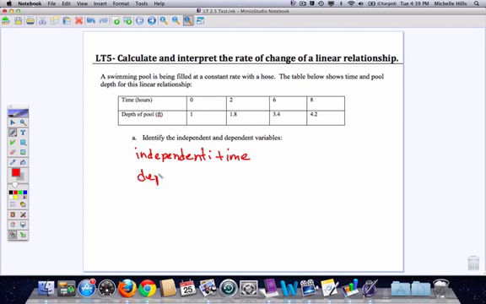And the dependent variable, whoops, it's hard to talk and write at the same time. The dependent variable is the depth of the pool. And obviously they're filling the pool, so it's the depth of the water in the pool, because the depth of the water in the pool depends on how long they've had the hose in it and they've been pouring water into it.